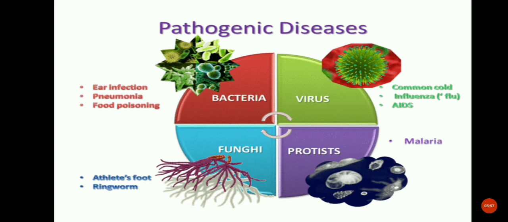The pathogenic diseases include four types of pathogens. The first is bacteria, then viruses, fungi, and protists. In bacteria, we have infections, pneumonia, and food poisoning, while viruses cause the common cold, influenza or flu, and AIDS. In fungi, we have athlete's foot and ringworm, and the protist causes malaria.